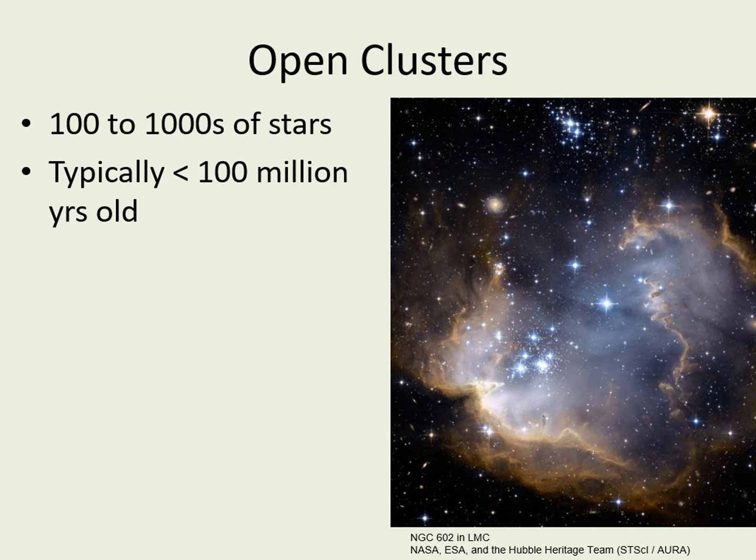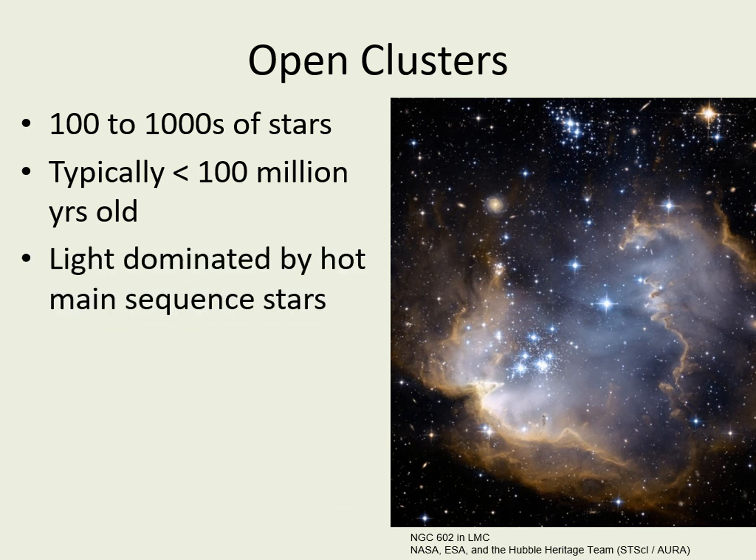Because of their young age, most of the light from open clusters comes from hot, high-mass main sequence stars. These are the most luminous stars in the cluster, so they're the ones that dominate the light we see. In this picture, there are just a handful of O and B stars that show up well, while the hundreds of fainter main sequence stars are much harder to see.